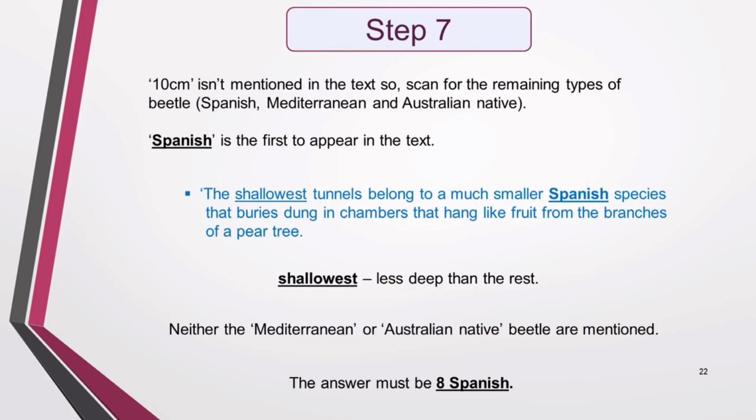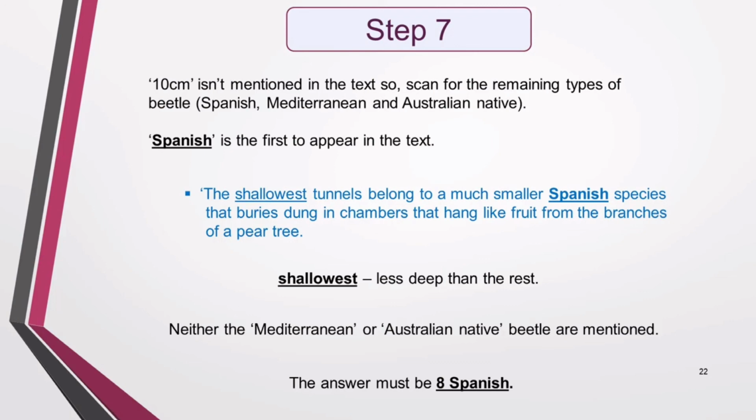I now need to find out which beetle digs a tunnel of about 10 centimetres deep. However, 10 centimetres isn't mentioned in the text, so I decide to scan for the remaining types of beetle, Spanish, Mediterranean and Australian native, to find the answer by a process of elimination. I start by scanning for Spanish and quickly find the following sentence in the third paragraph. The shallowest tunnels belong to a much smaller Spanish species that buries dung in chambers that hang like fruit from the branches of a pear tree.